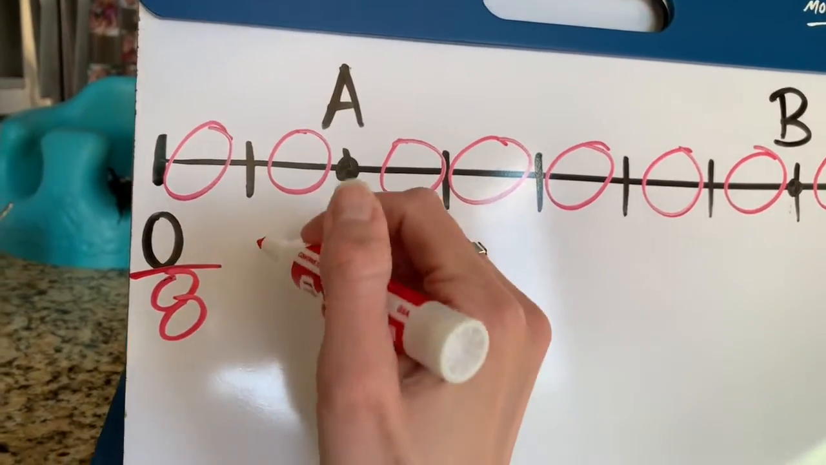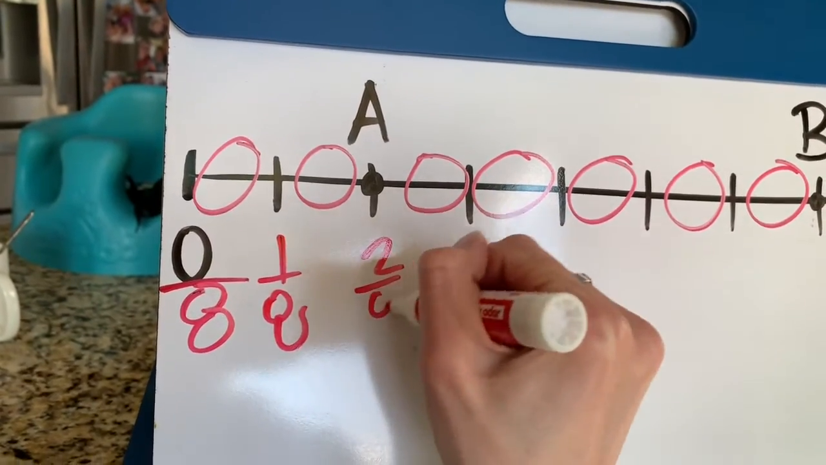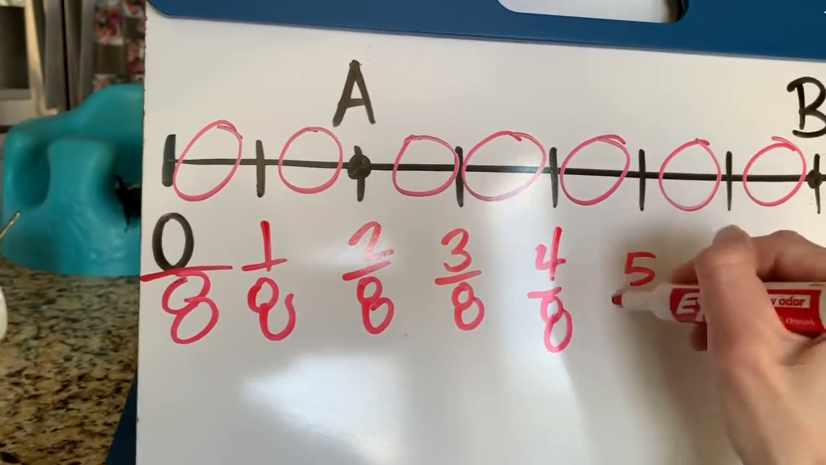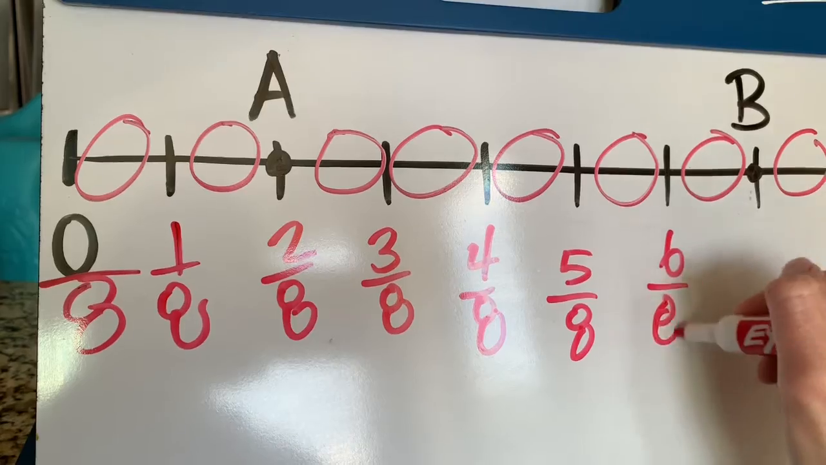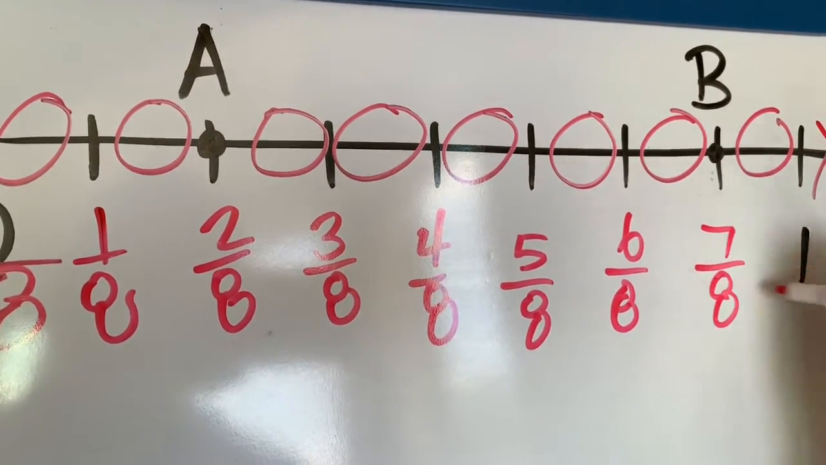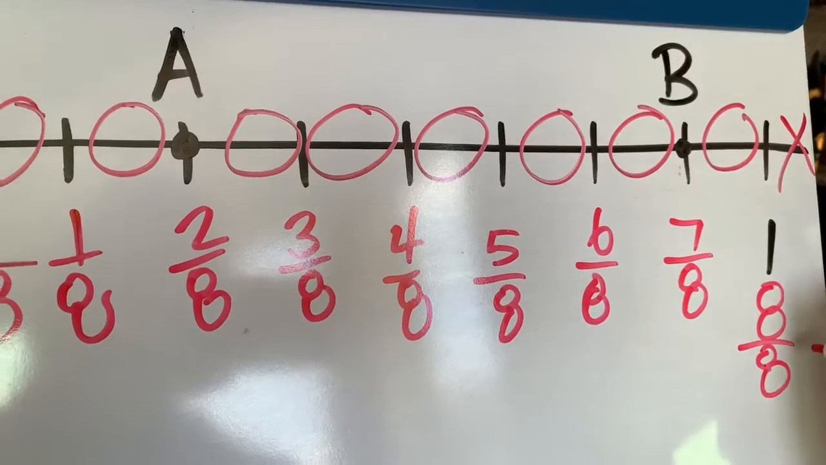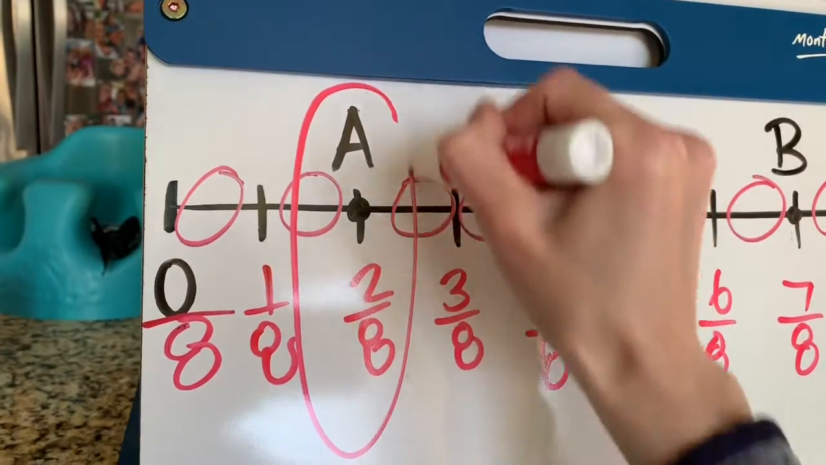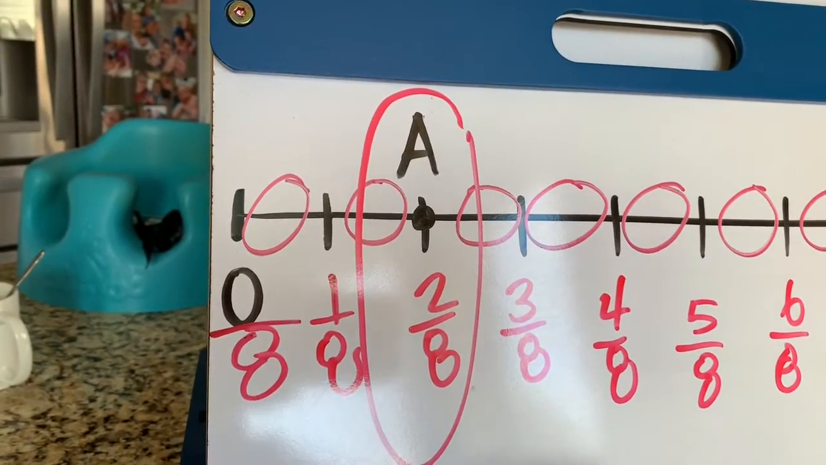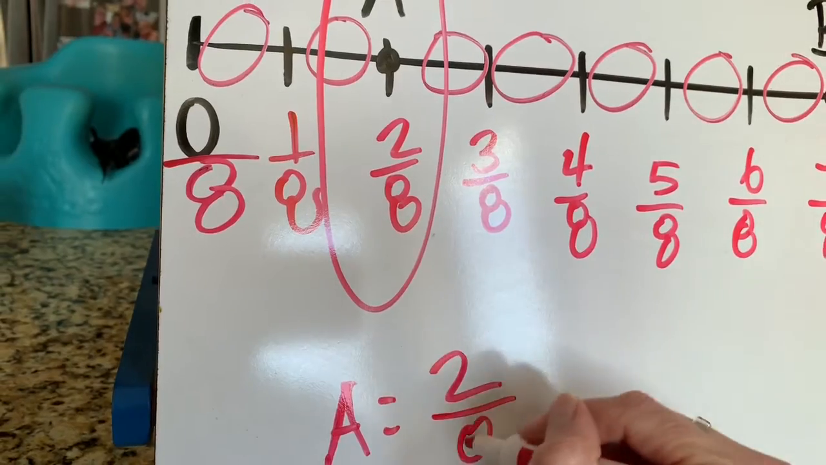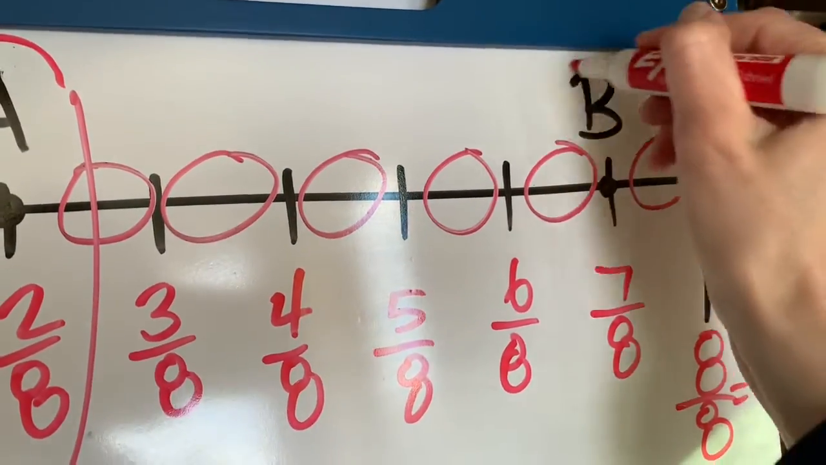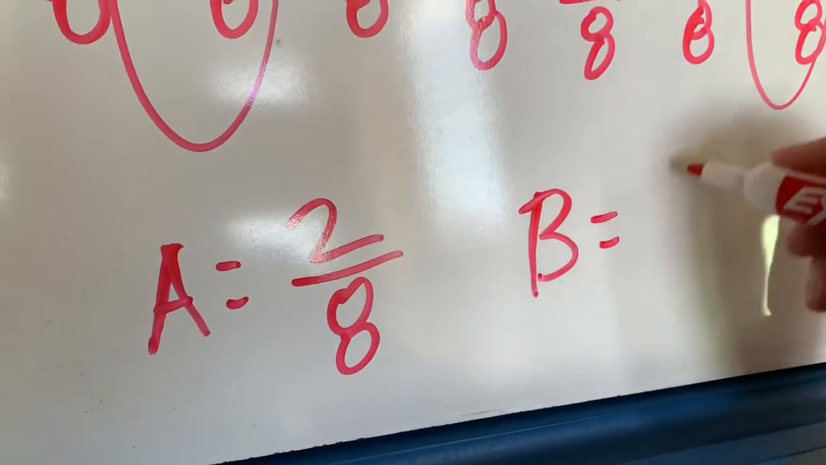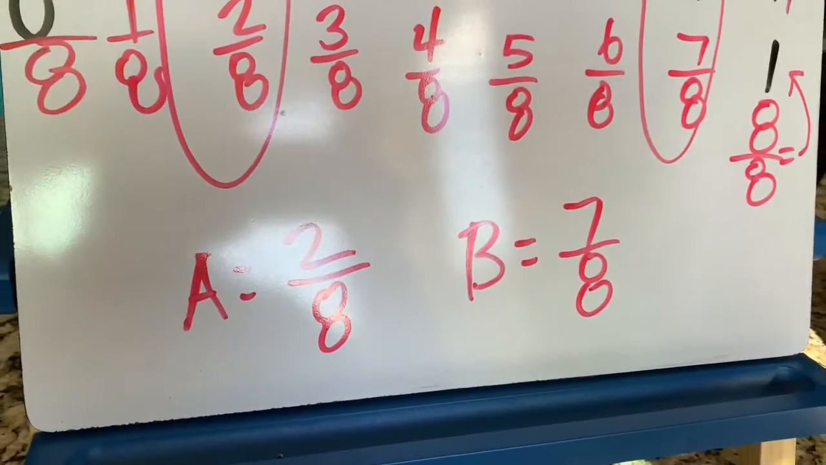So I've got 0/8, 1/8, 2/8, 3/8, 4/8, 5/8, 6/8, 7/8, 8/8. I know that 8/8 is equal to 1 whole. Coming over to point A, I see that point A is equal to 2/8. And coming over here to point B, I find that point B is equal to 7/8. And voila, I have my answer.